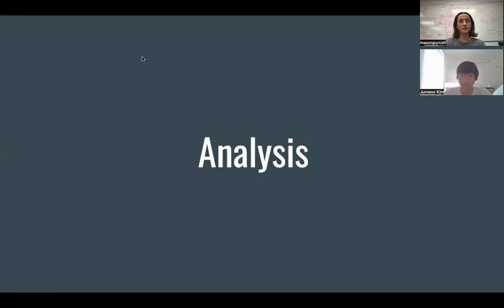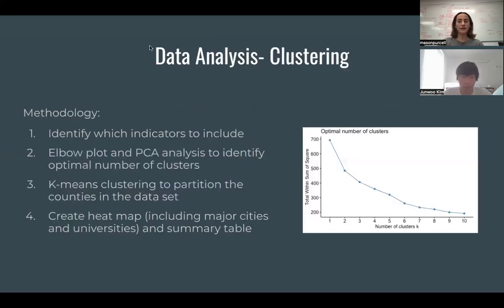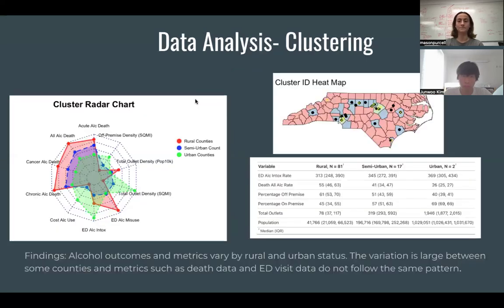And to move more into our analysis, we first identified the indicators that we wanted to use based on availability. Indicators are alcohol metrics ranging from alcohol outlet density to death indicators, including cost of excessive alcohol use. We then did an elbow plot in PCA to determine that 3 clusters would be optimal for our corresponding K-means test. We performed the K-means test and created a heat map and summary table to display our findings.